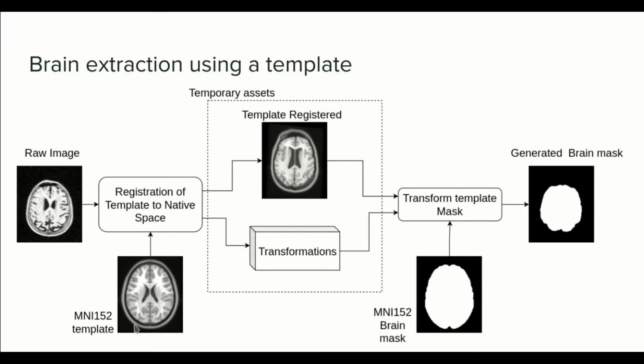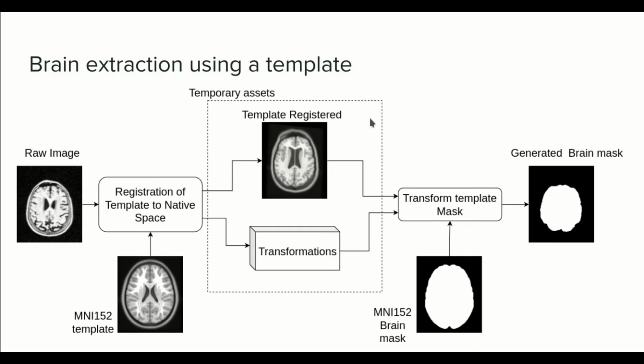Let's see. The process is basically a registration, but we will use the inputs in a different way. For example, now we want to register the template to the raw image, so that we will have as the output the template registered. We will get the transformation files too. These transformations contain information to go from the template space to the native space. Be aware that these assets are only temporary and not the final output.